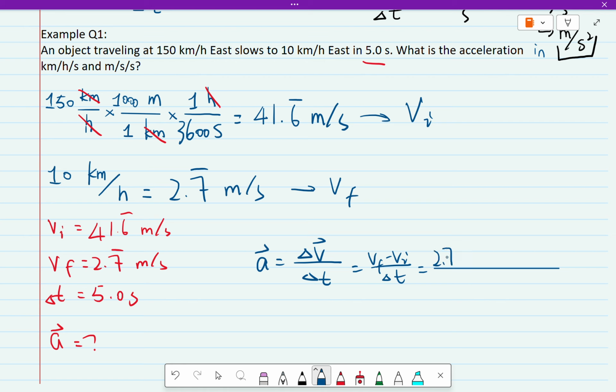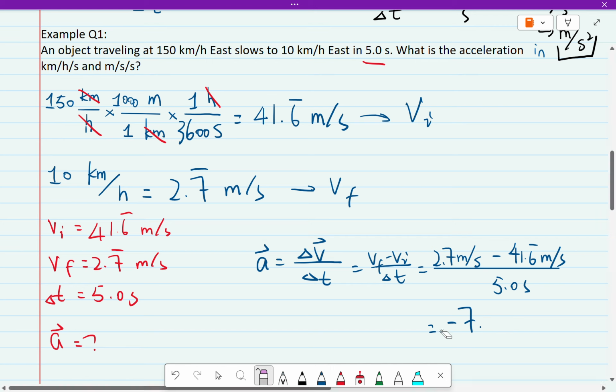We have 2.7 meter per second minus 41.6 repeating meter per second over the course of 5 seconds. And if we do the calculation correctly, we would get an answer of approximately negative 7.78. Let's round it to the 2 significant digit, so it will be negative 7.8 meter per second squared. And now we want to understand what's the meaning of the negative sign.